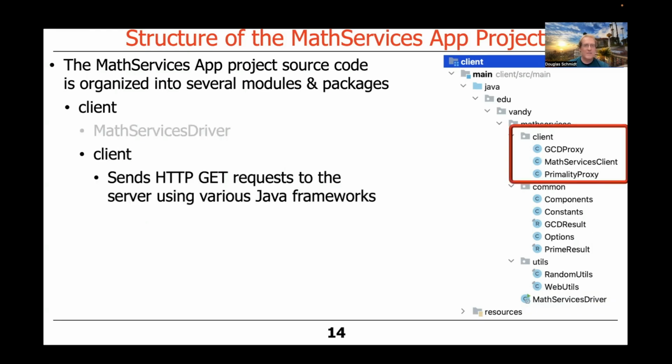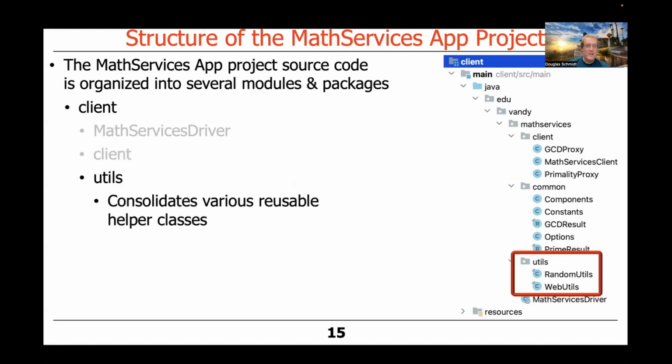There's a client package that has some classes that provide proxies for the various microservices, as well as providing a way to consolidate the various proxies together so you can call them in a nice, clean, and generic way. There's also another utils package that has reusable utilities, like the web utils package we've been using in the assignments and other examples, and random utils.